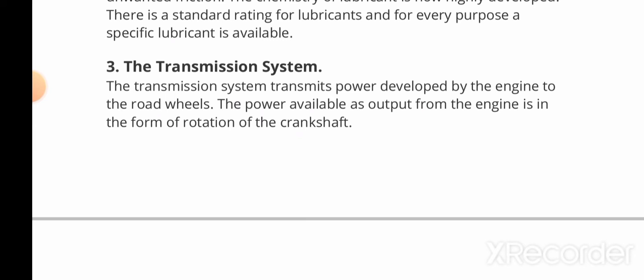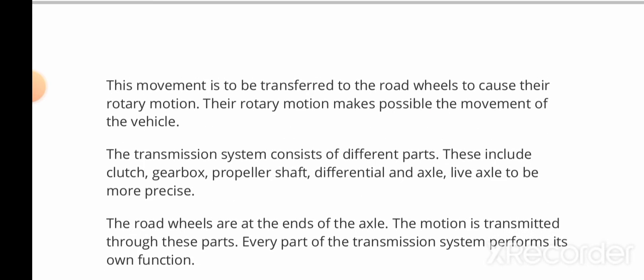In that topic we learn about the usual components which are basically used in a transmission system, for example, clutch, gearbox, differential and axle, etc. So we start the topic. The transmission system transmits power developed by the engine to the road wheels. The power available as output from the engine is in the form of rotation of the crankshaft. This movement is transferred to the road wheels to cause their rotary motion. The rotary motion makes possible the movement of the vehicle.